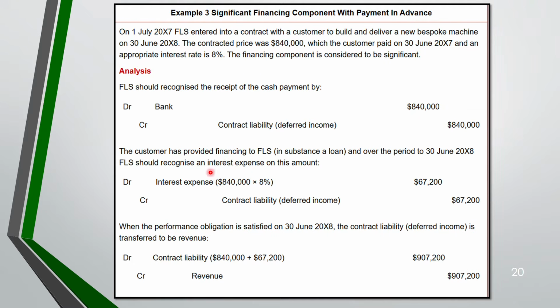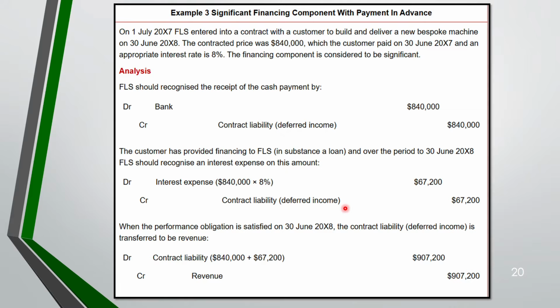Now they have to recognize an interest expense. Who is taking a loan? Please understand. Customer is giving a loan to FLS. FLS is taking a loan. If he is taking a loan, he has to pay interest also. So he has two things: one, contract liability; other one, interest expense. So take 8% of 840,000, that is the interest. So debit interest expense, credit contract liability.